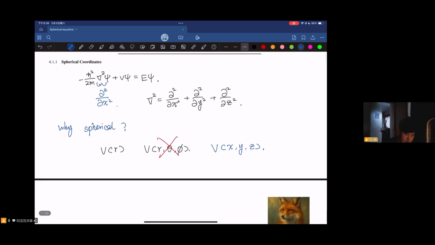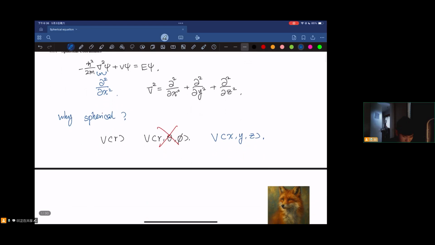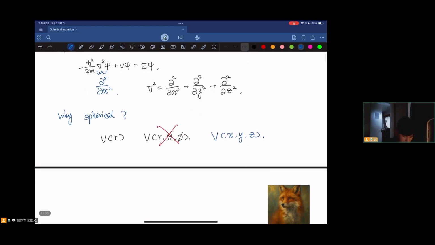So why is it so important to have a radial potential energy? Well, that's because solving the differential equation is a little complicated, so we don't want a potential energy that involves too many variables.